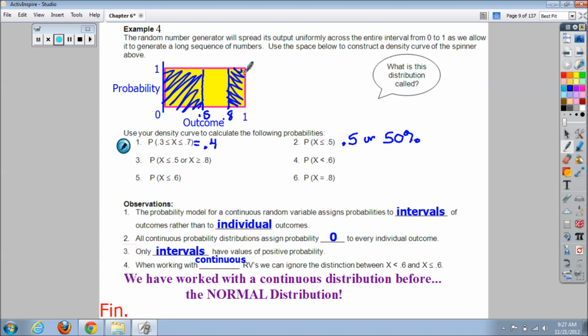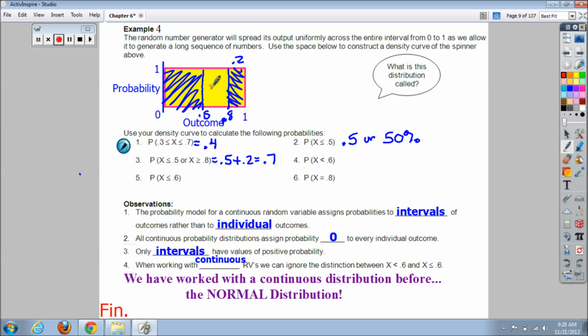Now we're going to talk about two different ways we can get the answer here. The first part we already said was 0.5. The area of this part right here, well, how much space is there between 0.8 and 1? 0.2 times 1 is 0.2. So there's 0.7.